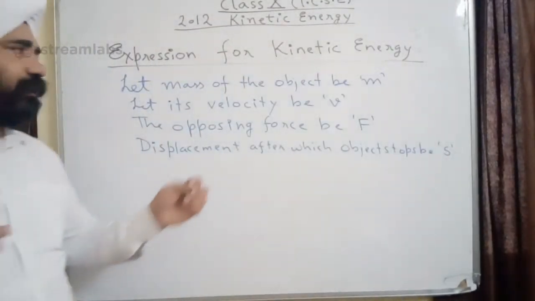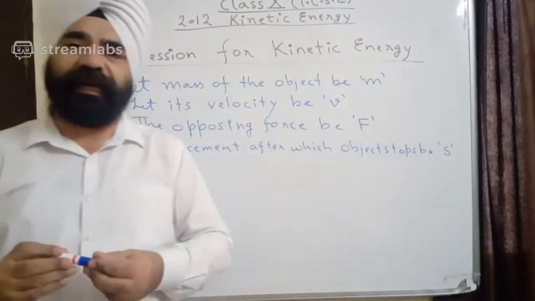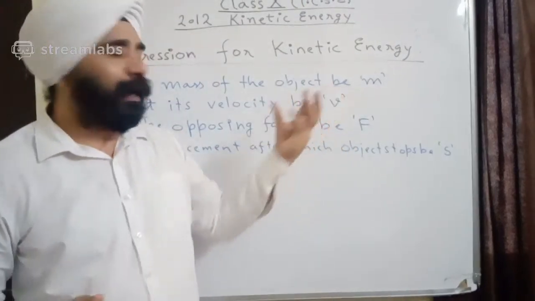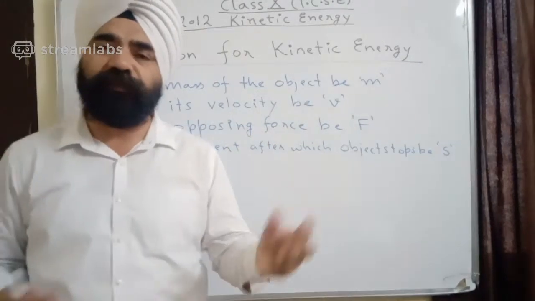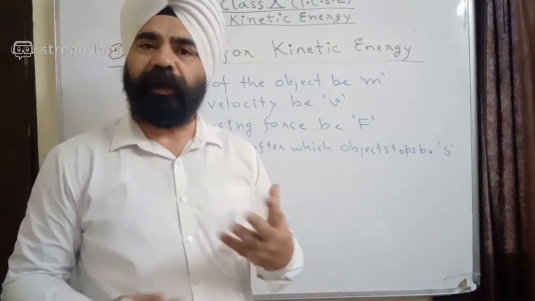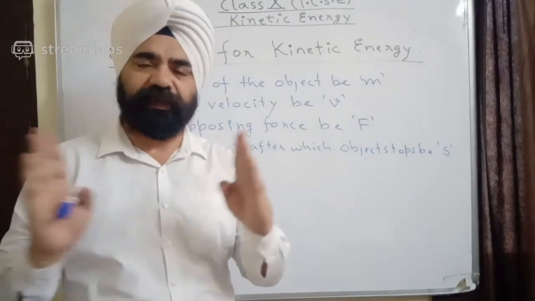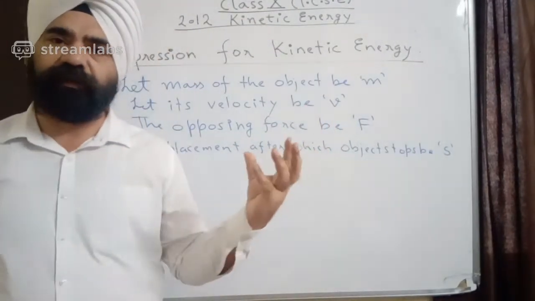Now we have considered an object. In our case, we have considered the ball. The mass of the ball is m. It is moving with a velocity of v. We are talking about kinetic energy, energy by virtue of its state of motion. So we say it's moving with a uniform velocity v.